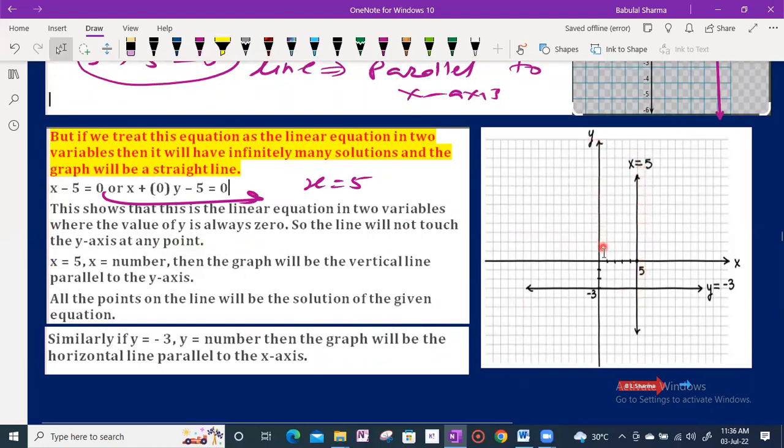This is y axis. And the one in which there is no x variable, y minus 5 is equal to 0 means y is equal to 5. We can write here y minus 3 is equal to 0. So this line will be y minus 3 is equal to 0. This line will be parallel to x axis.